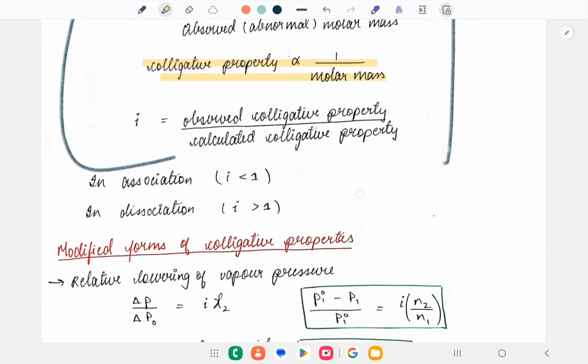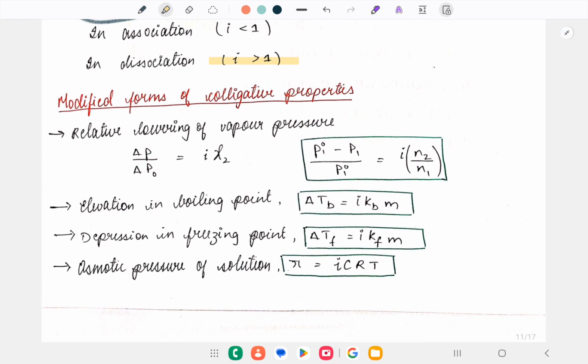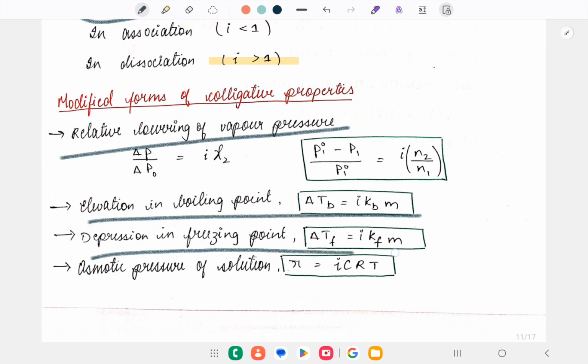In association, the i value will be smaller than 1, and in the other process the i value will be greater than 1. So with the introduction of the Van 't Hoff factor, we have modified forms of colligative properties where we add the Van 't Hoff factor in our equations. So these are the revised or modified colligative properties equations.